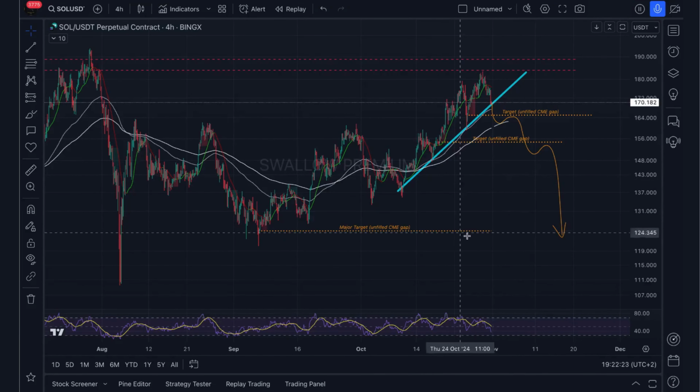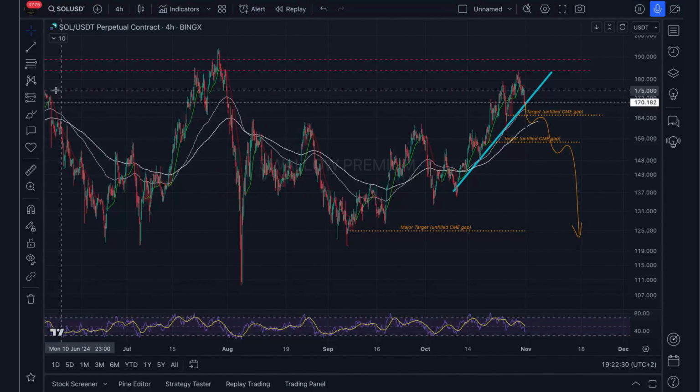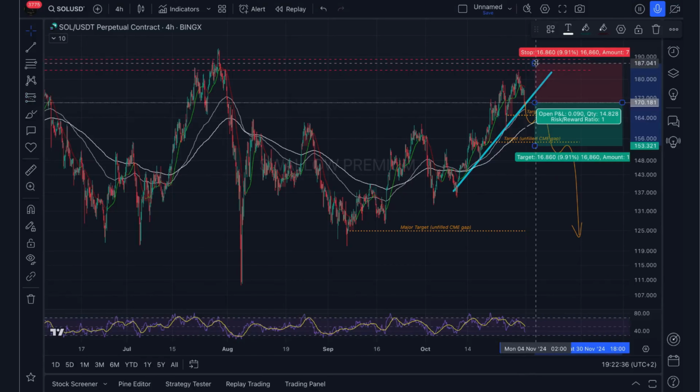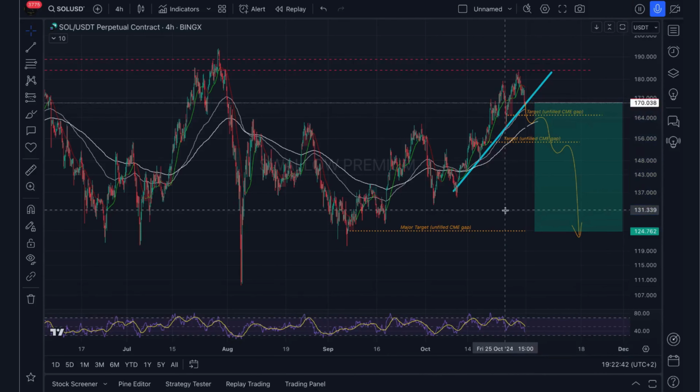And what's stopping us from filling this CME gap as well? Now, although this is the last target here, as we mentioned, it was like 28, 26, 27, something like this percent. So let's remove the stop loss. 27% of market price movement to be caught here.